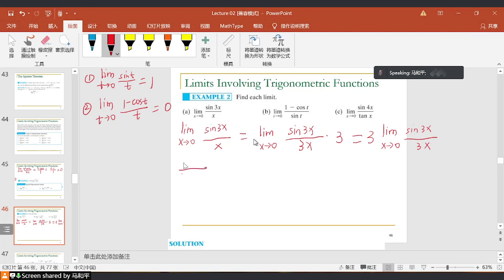And here, we can write 3x is t. We know x approaches 0, so this means t approaches 0, right? x approaches 0, 3x approaches 0. So we can write 3 times the limit as t approaches 0, since x approaches 0 means t approaches 0, of sin 3x which is sin t over t, where 3x is t. So by the first important limit, we find it is 3 times 1. So this is 3, right? This is A.